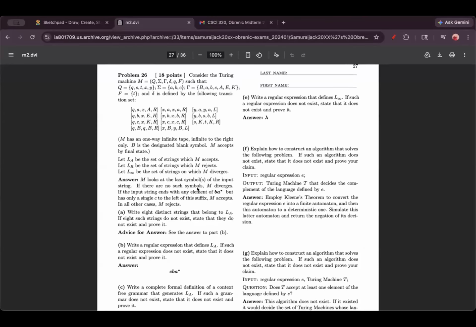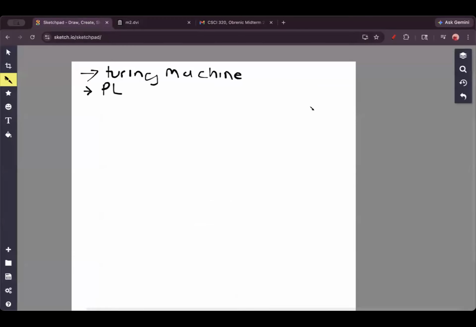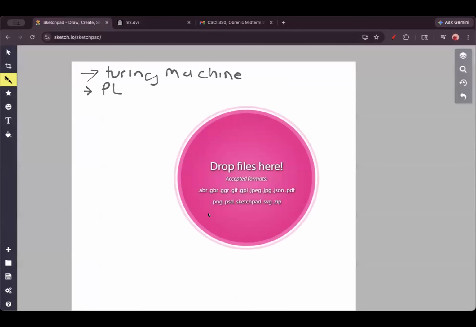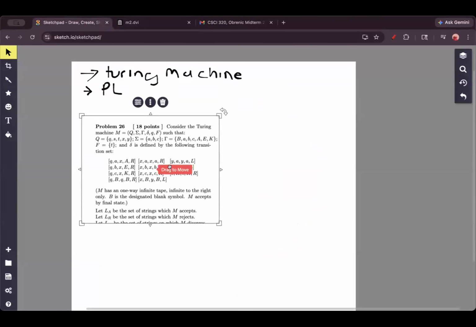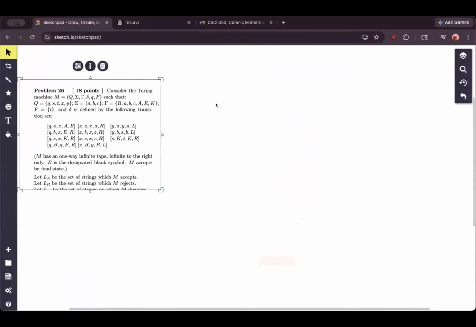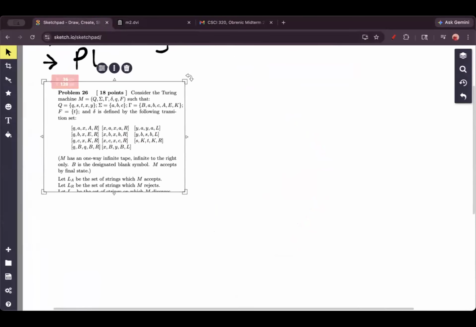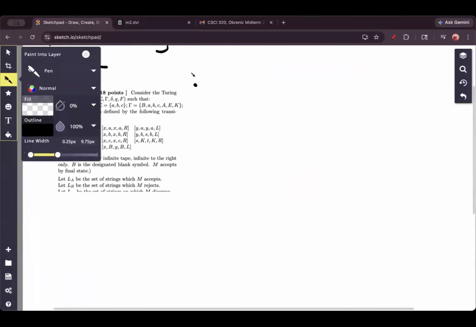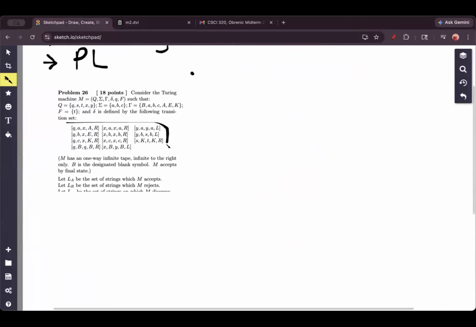But let's start off with problem 26. Then copy it and then paste it. Okay. So these are my instructions, the set right here. These are my instructions for the Turing machine.